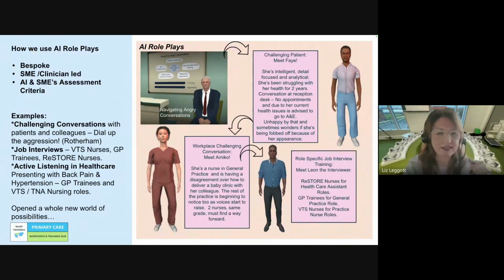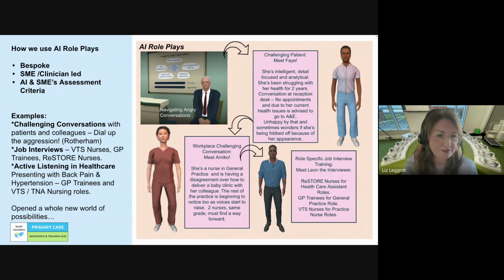He was part of this scenario that we did with the reception and admin, and he really wasn't angry enough, apparently. So looking at the AR role plays, it gave us an opportunity to create bespoke sessions. We would have a clinician lead what needed to be said and look at the clinical aspects of that, or we'd hire in a subject matter expert on whatever we wanted to lead on and talk about. And within that, we had not only the AI assessment criteria that sat within Bodyswaps, but also the subject matter expert's assessment criteria that we could pop in there as well.